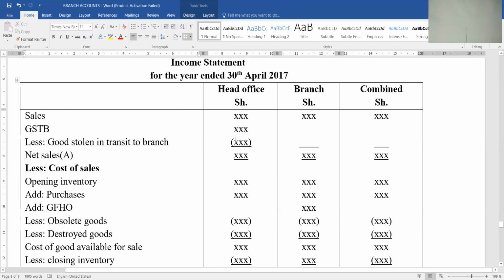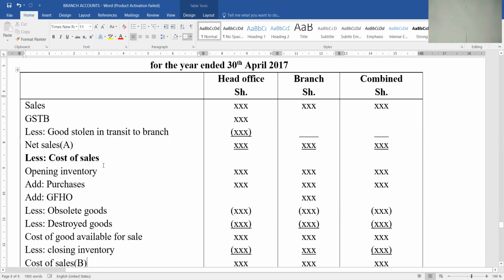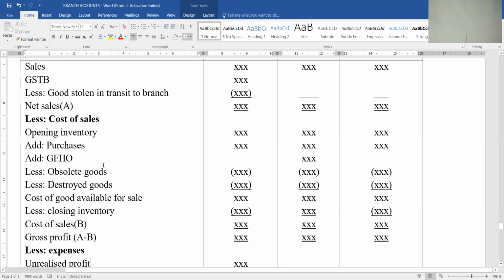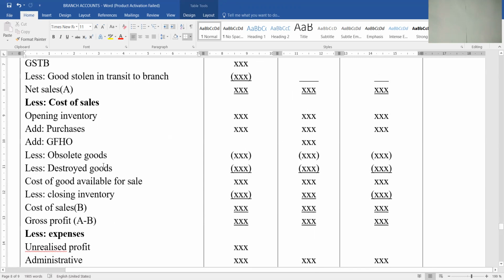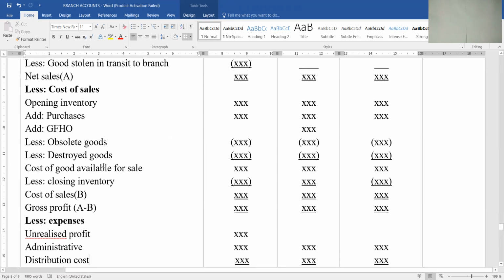Then we have less goods sent in transit to branch. You reduce your head office because the head office is the one which was sending. Then you get net sales. You talk about cost of sales: opening inventory, purchases. Then I have explained about this GFHO, that is goods from head office. Then we have to reduce if there were some obsolete goods and destroyed goods. So it can be at the head office and the branch, so that you get the cost of goods available for sale. You raise closing inventory so that you get the cost of sales.